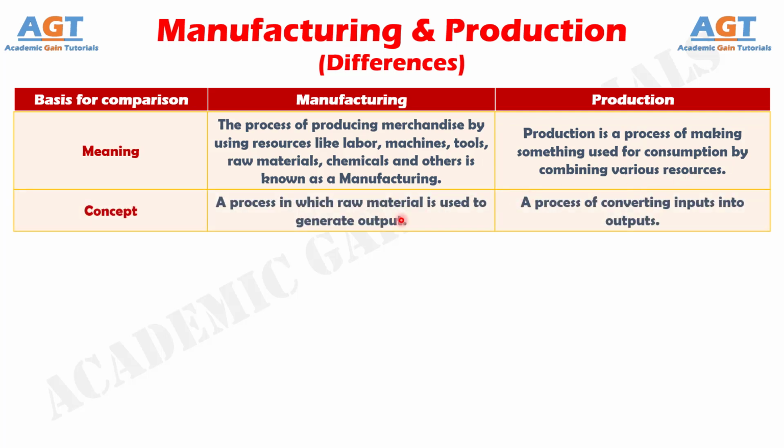Number 2. Manufacturing is a process in which raw material is used to generate output, whereas production is a process of converting inputs into outputs.